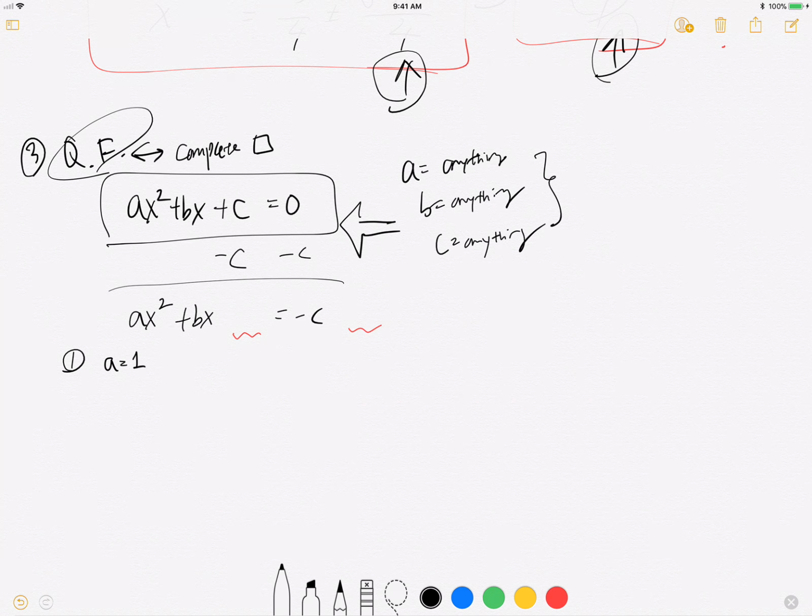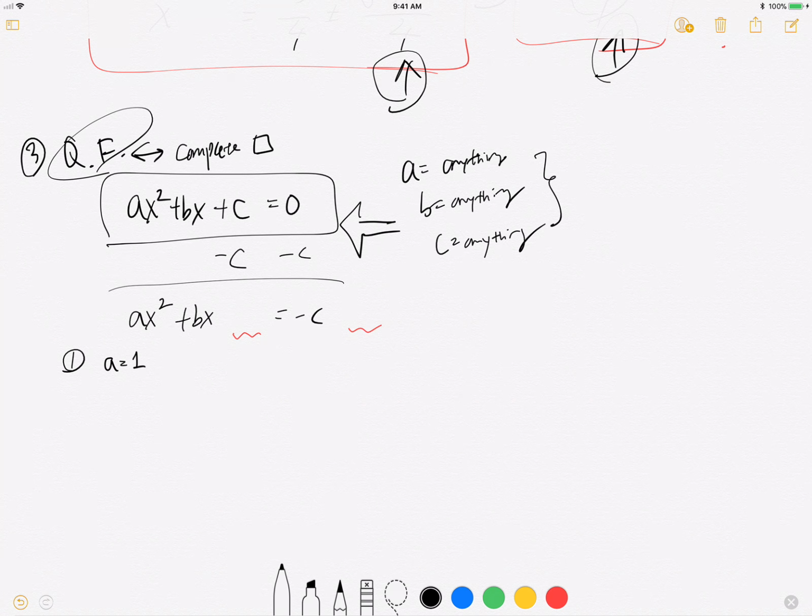So you cannot assume that a is equal to 1 because I didn't tell you that a is equal to 1. So you need to make a equal to 1, even if a is something that's not equal to 1. How do I do that? Just divide everything by a, just like we did before. If I divide this side by a and this side by a, this becomes this, and this becomes that. This a has to be applied to both the x squared as well as the bx. And that's where we have what we have so far.